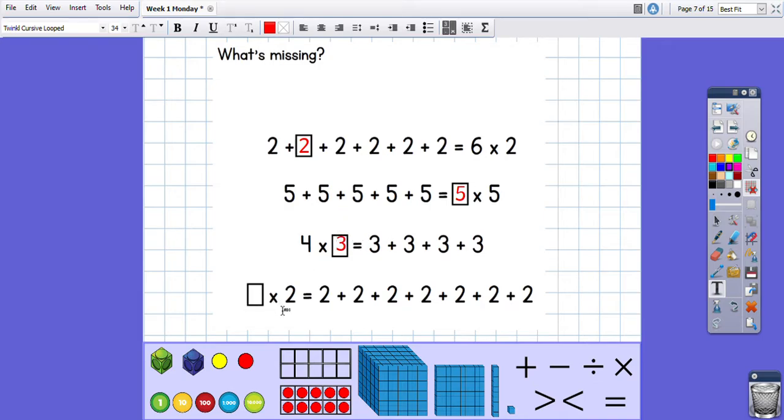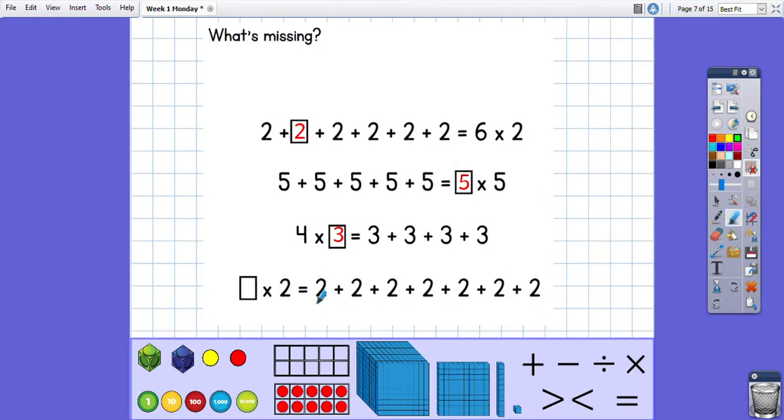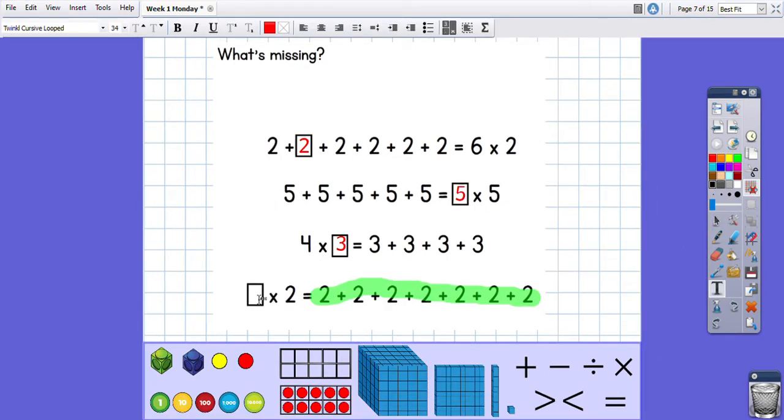And then this one looks really tricky because all I can see is 2's. So I need to look at this part first. Okay, so there are 1, 2, 3, 4, 5, 6, 7 groups of 2. So it is 7 times 2, just like that, okay?